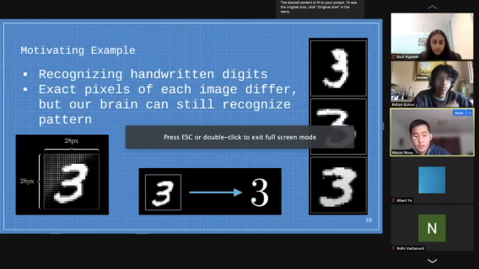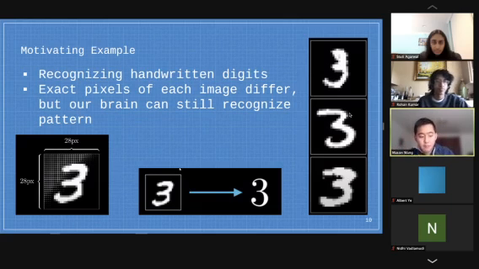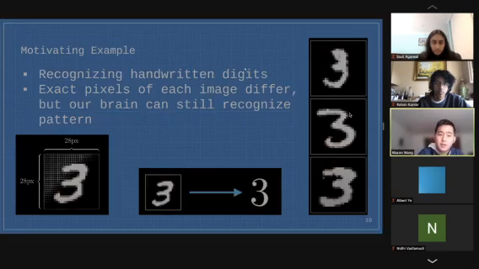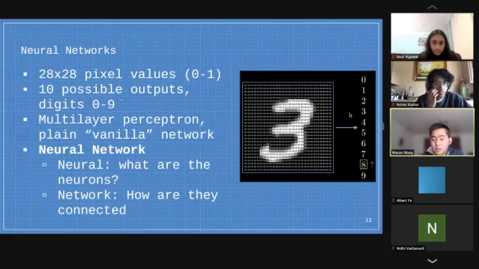Yeah, so we can recognize any arrangement of a 3 and recognize it as a digit 3. How can you write a program that does this? That would be pretty hard, but you can go through the 28 by 28 pixels. Now this is where neural networks come in. We'll treat all these 28 by 28 pixel values as inputs, and there are 10 possible outputs, the digits 0 through 9.